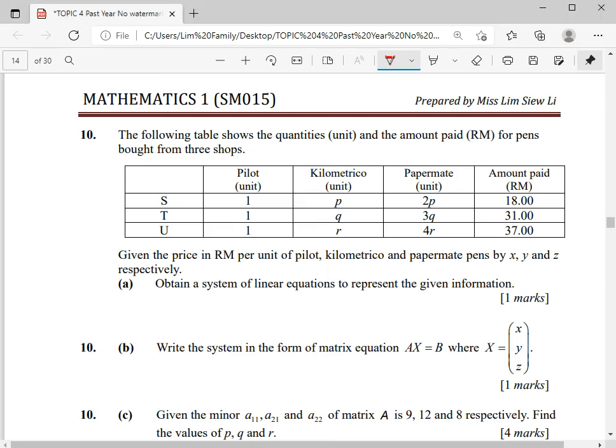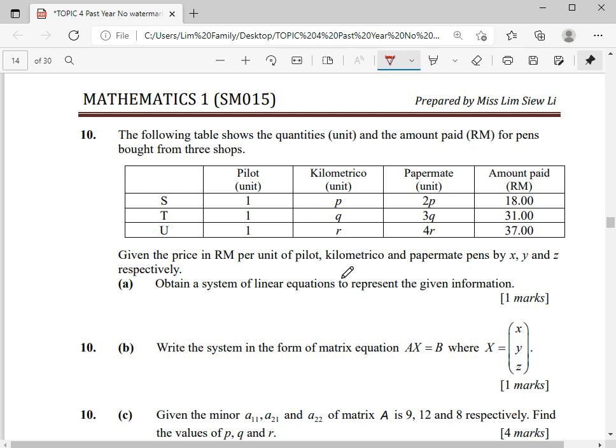Okay, so look at question 10. It gives you a situation: the following table shows the quantity and the amount paid for pens bought by 3 shops. So these are your 3 different shops, and these are the different pens that they buy, in different units, and the amount they need to pay. Give the price in RM for this X, Y, Z corresponding to Pilot, Kilometrico, and Papermate.